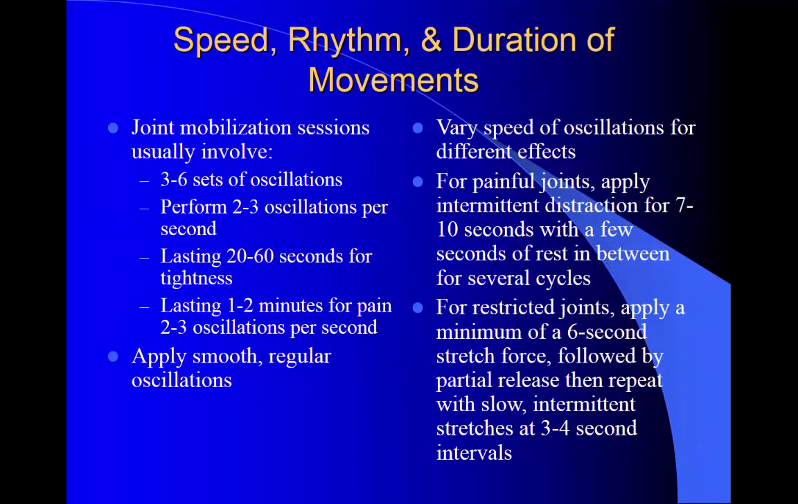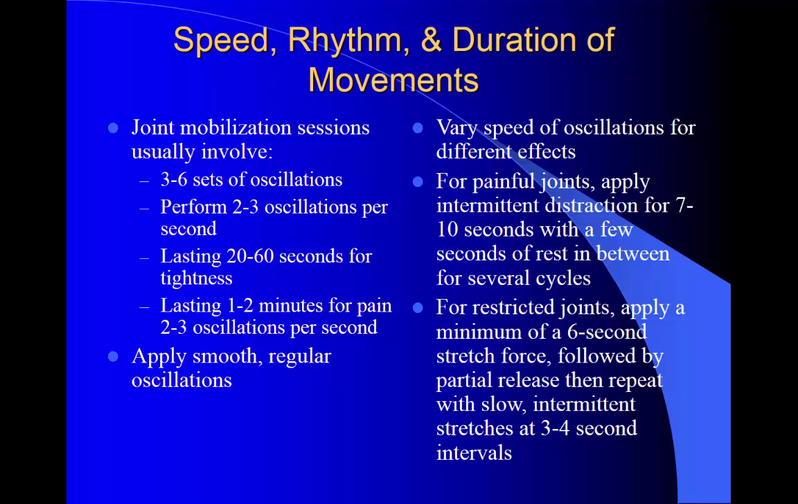Joint mobilization sessions usually involve 3 to 6 sets of oscillations. Perform 2 to 3 oscillations per second, lasting approximately 20 to 60 seconds for tightness. If your goal is to treat pain, your treatment should last 1 to 2 minutes with 2 to 3 oscillations per second. You want to make sure that you apply smooth, regular oscillations. You can vary the speed of oscillations for different effects.